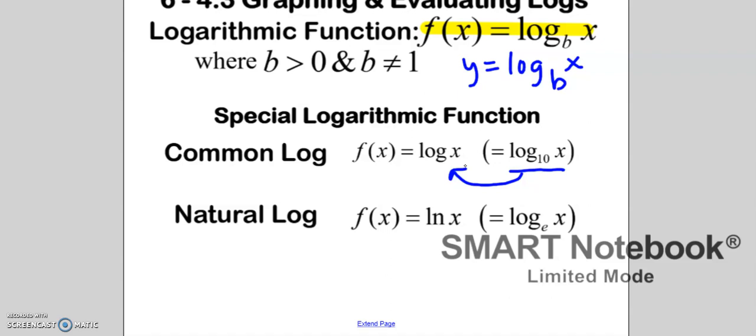And then the second base that's very common when working with logs is base e. We talked about e last week. And we call this the natural log, and we can write it instead as just ln x. Anytime you see that, you understand that it's log base e. And we'll come back to this later in the lesson.